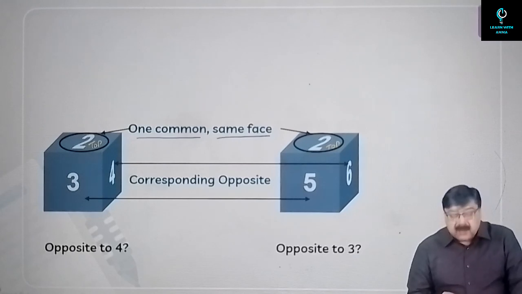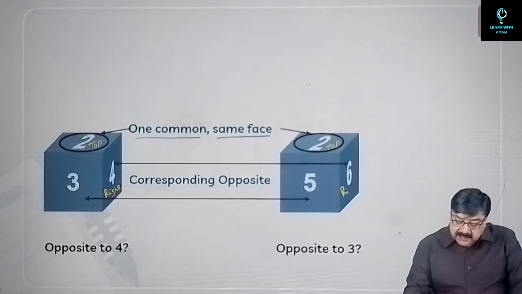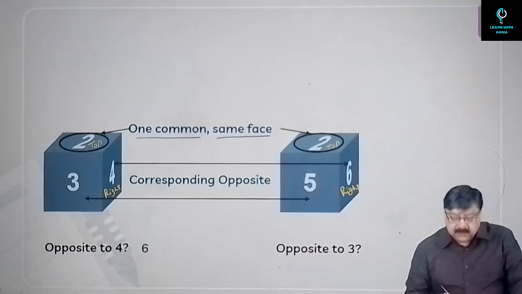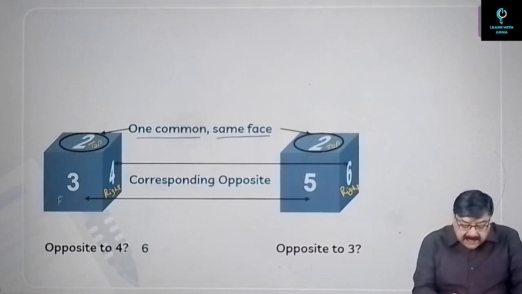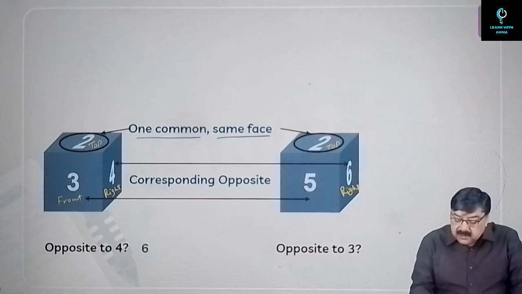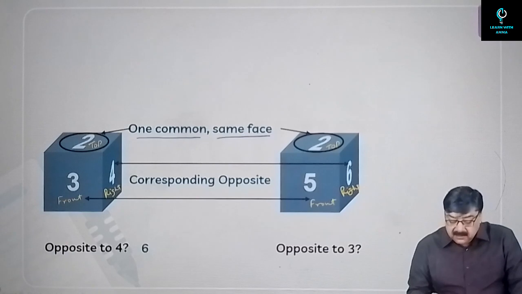So that is what is meant by corresponding opposite. So if you are asked what number is opposite to 4 or what number is opposite to 3, what number is opposite to 4? 4 is in the right side or right face. So 6 is in the right face. So opposite to 4 is 6. And 3 here is in the front face. So 5 is also in the front face. So front will be opposite front. So opposite to 3 will be number 5.